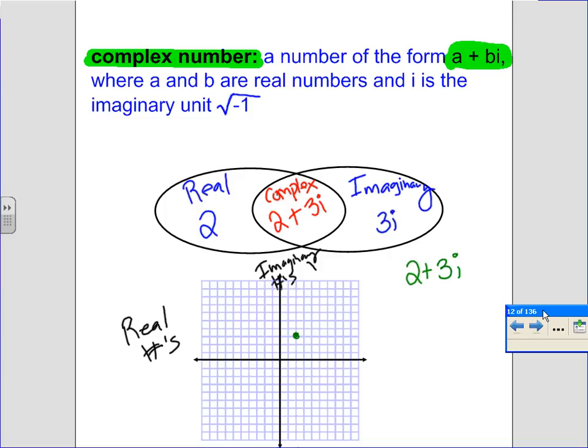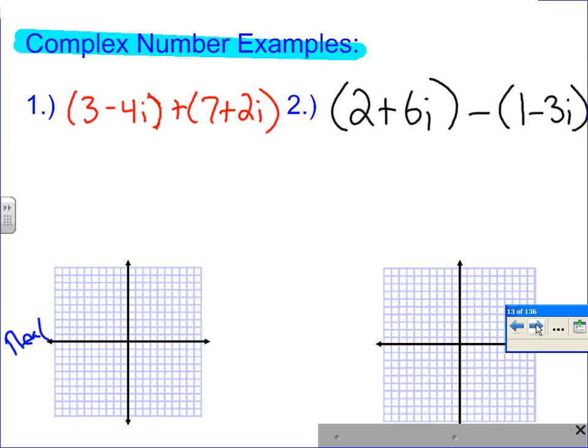Just making sure. All right, so let's do an example. Number 1, I want you to write this on your orange paper, but then we're going to graph it on your graph paper. So I want you to write down 3 minus 4i plus 7 plus 2i.